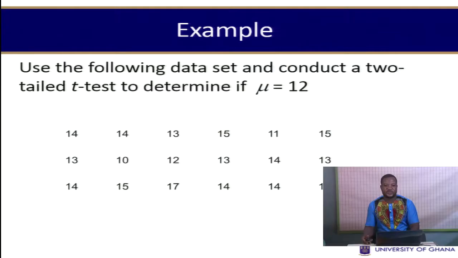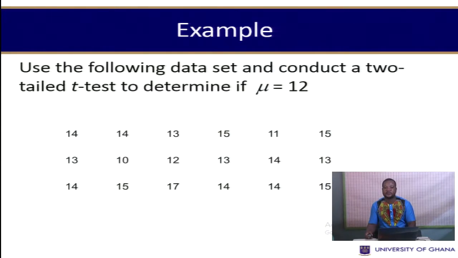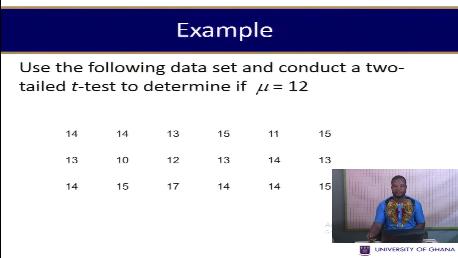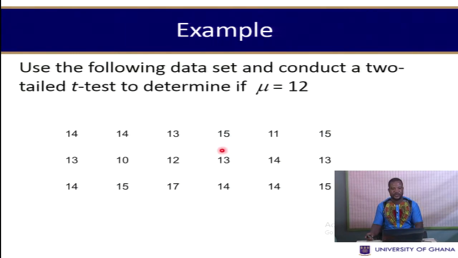Now let's have a quick worked example here. Use the following data set and conduct a 2-tail test to test if the population mean is equal to 12. So here we have the data. You can see from the first row 6, and then the last one 6. So we have a sample size of 18 over here.